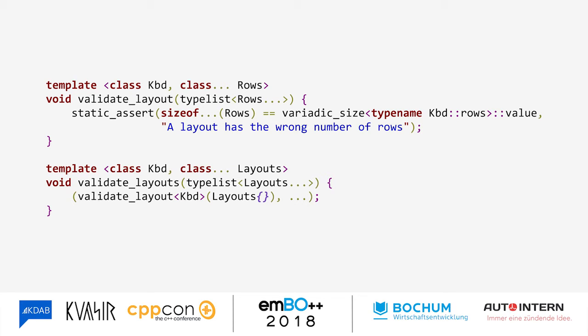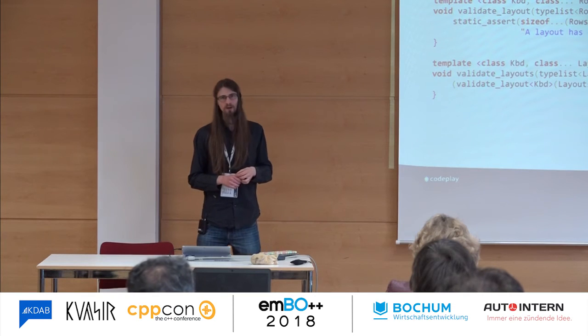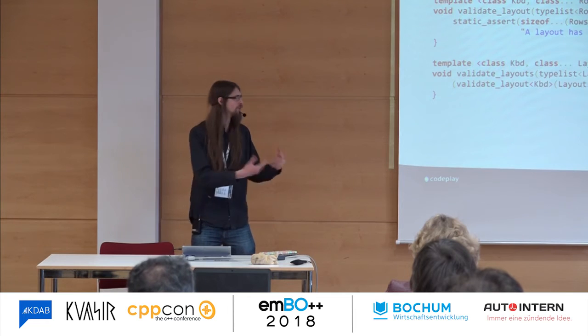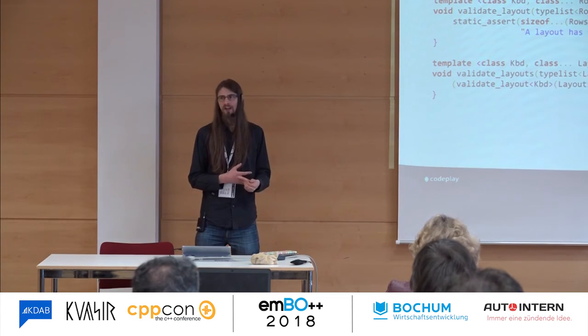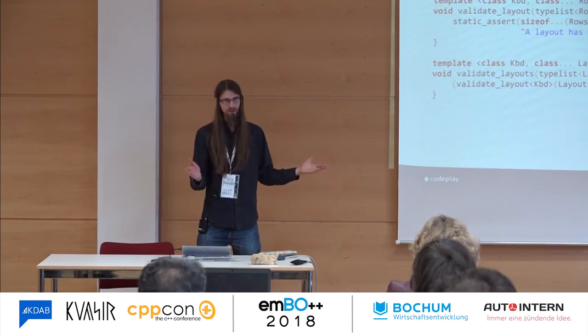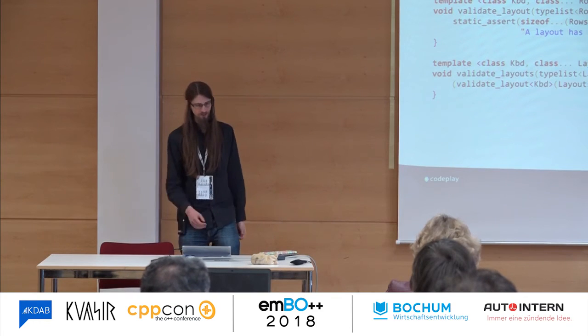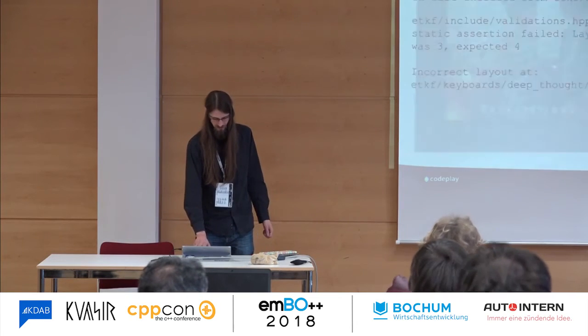One of the problems here is that, as Ben pointed out, this is just saying a layout has the wrong number of rows, and I want to get a little bit more context. But this has to be a string literal. I can't use a constexpr char array or build up some kind of diagnostic at compile time. It just has to be a string literal. That's how the standard says it has to be.